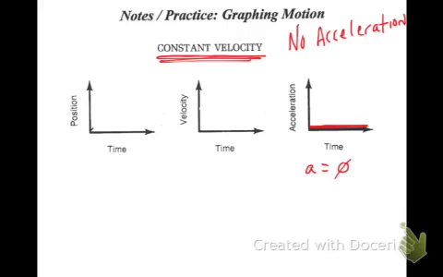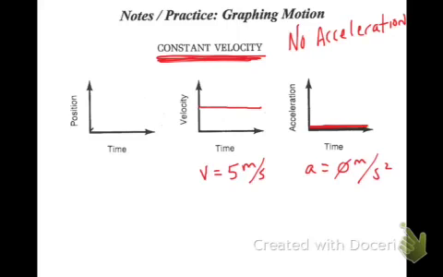Now, thinking about constant velocity, what does that mean in terms of our velocity? That means our velocity is actually not changing. So if our velocity isn't changing, that means that we have a constant value. So let's just say, hypothetically, for good measure, our velocity is equal to 5 meters per second. It's always going to be 5 meters per second, which means our graph for velocity is going to be a constant straight line.